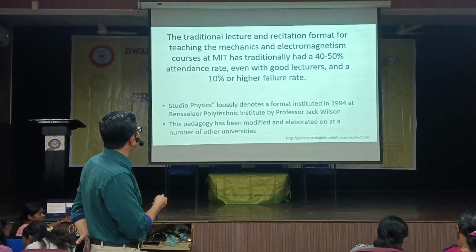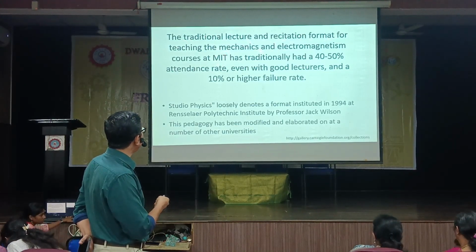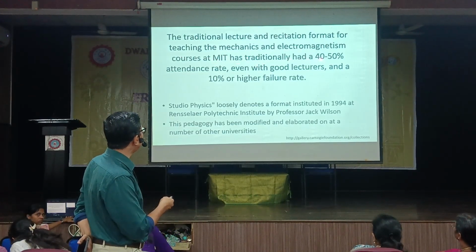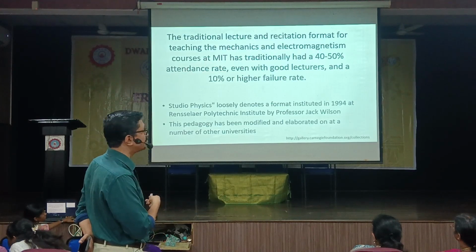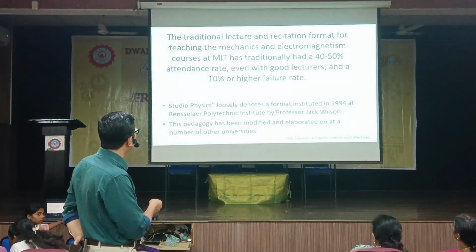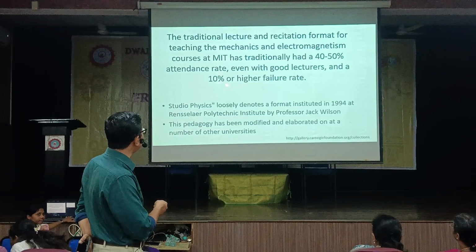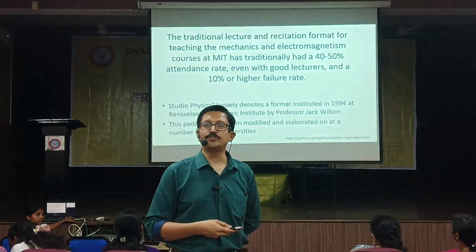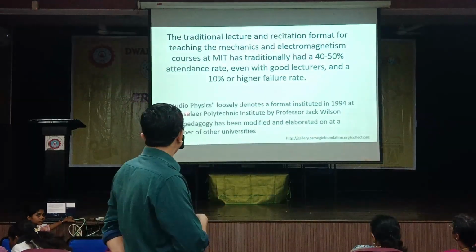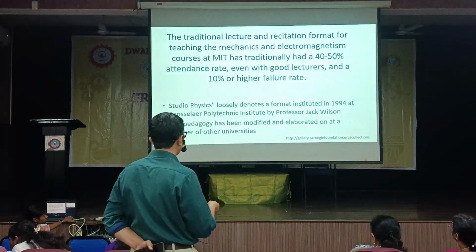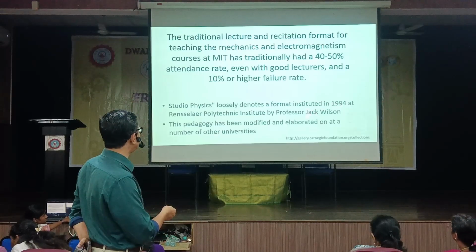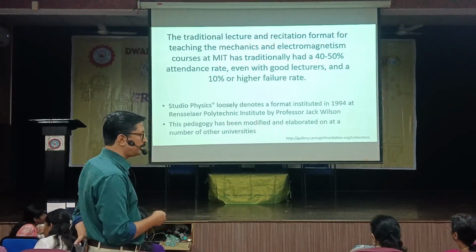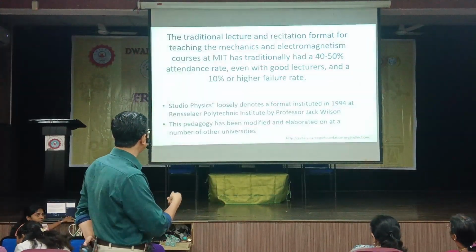The traditional lecture and recitation format for teaching the mechanics and electromagnetism course at MIT has traditionally had a 40 to 50% attendance rate. Nobody turns up, even with good lectures, and a 10% higher failure rate. So they started thinking how to teach physics in a different way. Studio physics denotes a format introduced by Jack Wilson in 1994. The pedagogy has been modified and elaborated. But essentially, what does it mean? Go to the next slide.